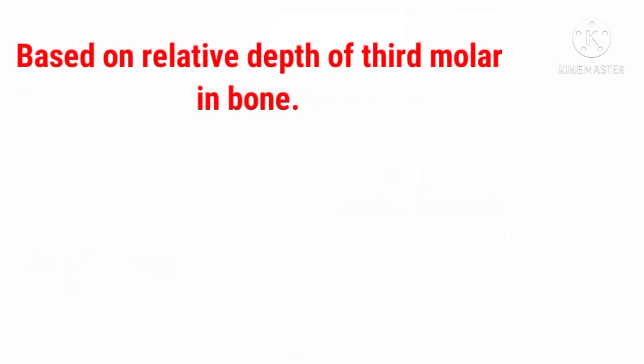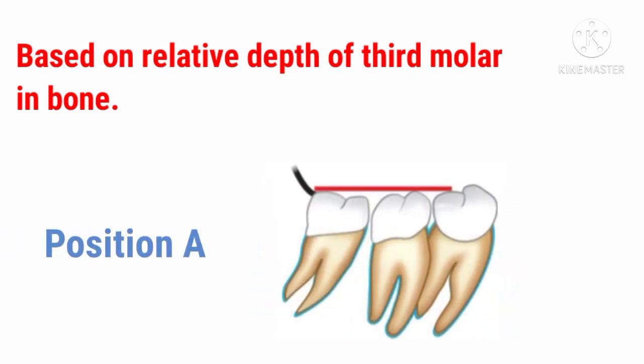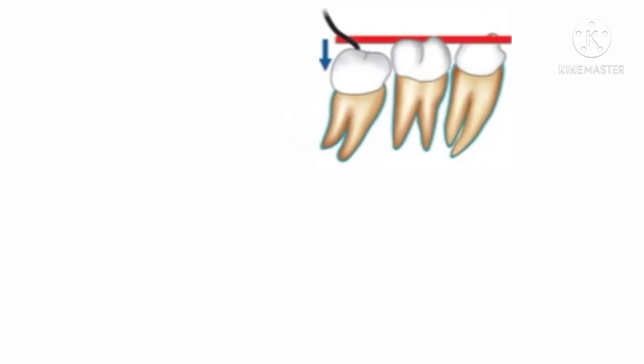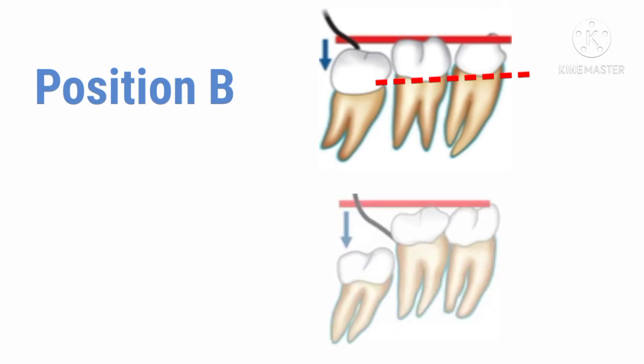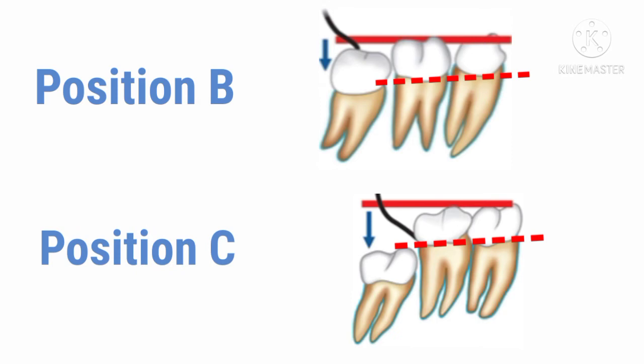Based on the relative depth of the third molar in bone, it is classified into position A, position B and position C. In position A, the highest point of the third molar is at the level of the occlusal line or above it. When the highest portion of the tooth is below the occlusal line but above the cervical line of the second molar, then it is said to be in position B. When the highest portion of the tooth is below the cervical line of the second molar, then it is said to be located in position C.